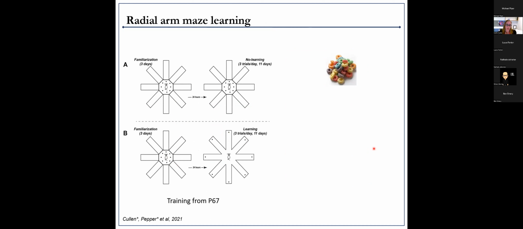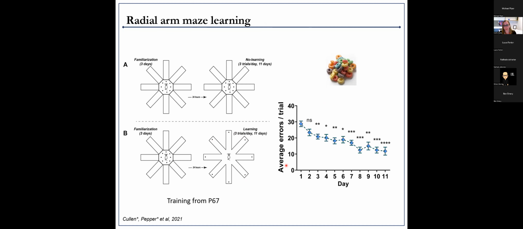We then put these mice through a spatial learning task. We chose the radial arm maze task, in which mice actually have to learn to retrieve a little Fruit Loop treat from each arm and learn that once they've entered the arm and eaten the treat, they don't get another one if they re-enter the arm. This is just showing that over the 11 days of training, they improve and make fewer errors over time. So they re-enter the arm that they've already entered less over time.